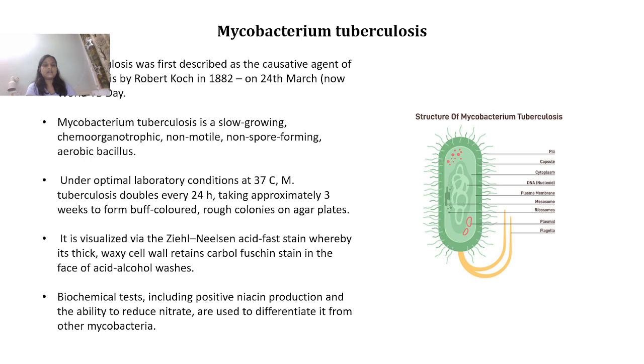Under laboratory conditions at 37 degrees, it doubles every 24 hours, taking approximately 3 weeks to form buff-colored rough colonies on agar plates. It is visualized by the Ziehl-Neelsen acid-fast stain, whereby its thick waxy cell wall retains carbol fuchsin stain in the case of acid-alcohol washes.